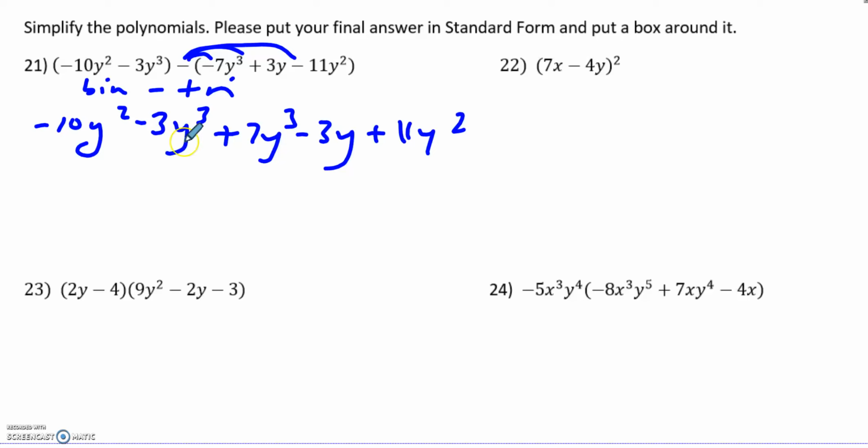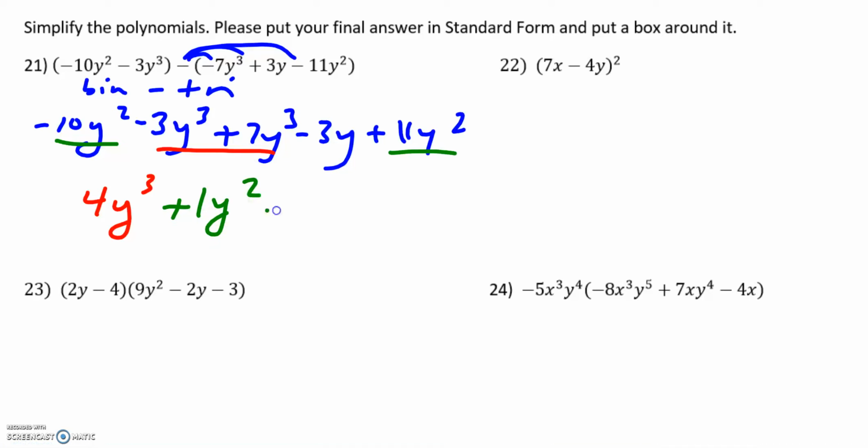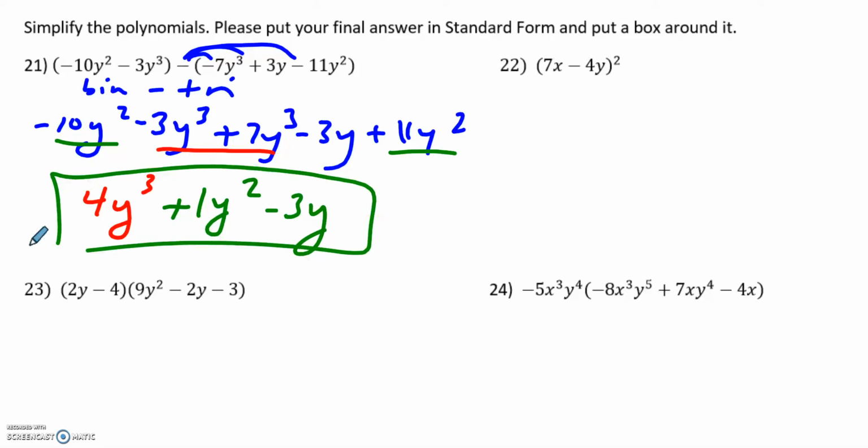Now, if I want to write them in standard form, I want to go highest power to lowest. These are like terms. You don't change the exponents, but it looks like there is 4y to the thirds left. I then look at my 10y squared and my 11y squared, and I'd have a positive 1y squared, and then I have my negative 3y at the end. So here's my answer in standard form.